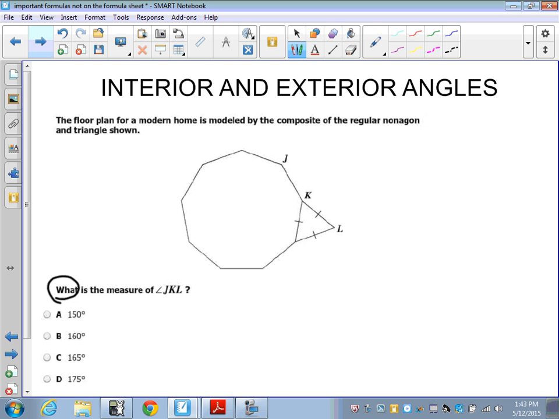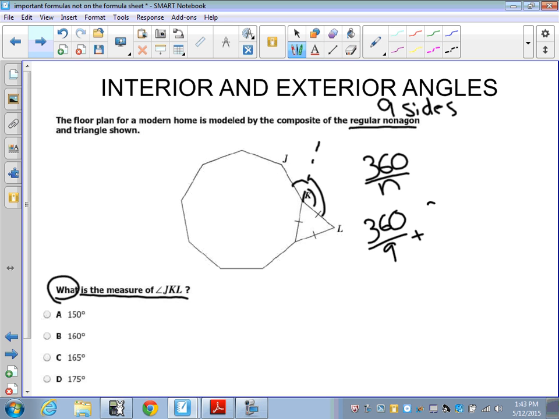So to solve this one here, what is the measure of angle JKL? Well, what we should see is JKL is this angle plus this angle. Those are two exterior angles. These are both regular polygons. We're told it's a regular nonagon. That's 9 sides. So it's going to be 360 divided by n is the formula we're going to use. So it's going to be 360 divided by 9 plus 360 divided by 3. That's from the triangle. That's where I'm getting the 3. Remember, n stands for the number of sides. So we get 40 plus 120 gets us 160. So that's how we would solve that problem.